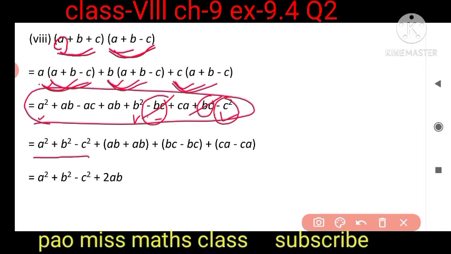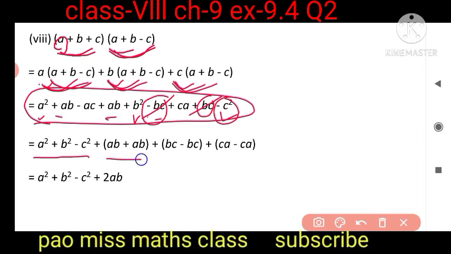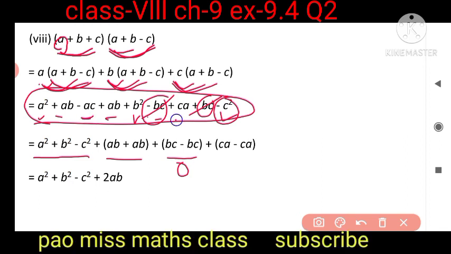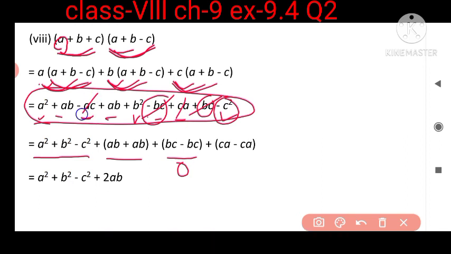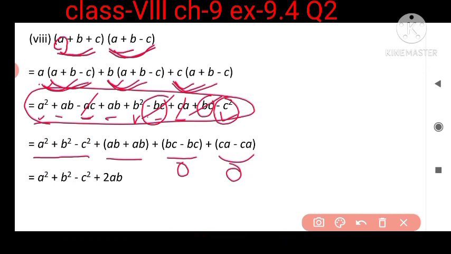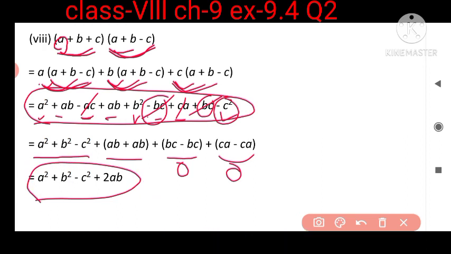Now again plus AB and here also plus AB. So plus AB plus AB. Here plus BC and minus BC. So it will become 0. Then one more is remaining. What is that? CA. Minus CA plus CA. That means it will also get cancelled, isn't it? Minus CA plus CA. Now here also 0. Then AB plus AB means 1 plus 1, isn't it? It will become 2AB. So what is our answer? A square plus B square minus C square plus 2AB.